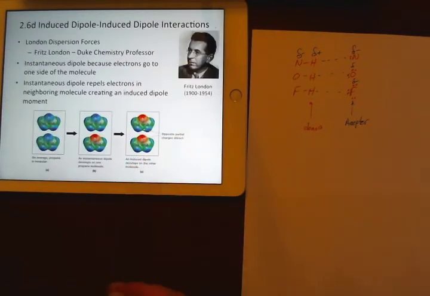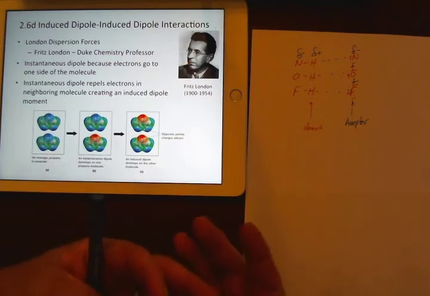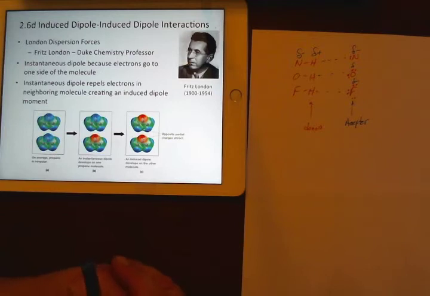So, induced dipole-dipole interactions. These are typically called either dispersion forces or London dispersion forces. This is Fritz London. He was a Duke chemistry professor, my alma mater. He would have won a Nobel Prize, but he was killed in an automobile accident in 1954, and you can't get the Nobel Prize posthumously.